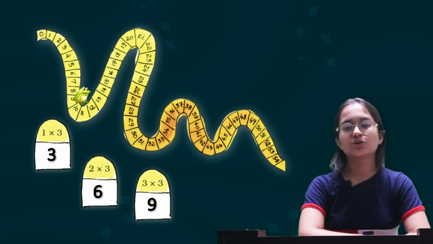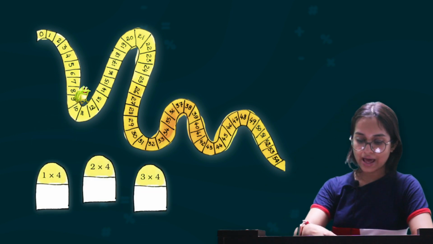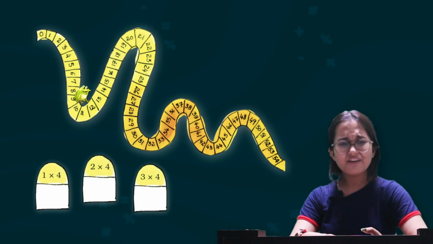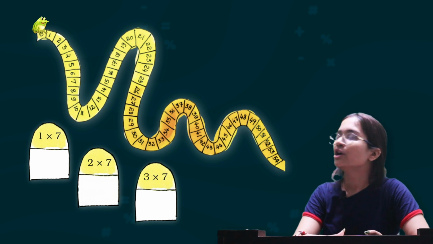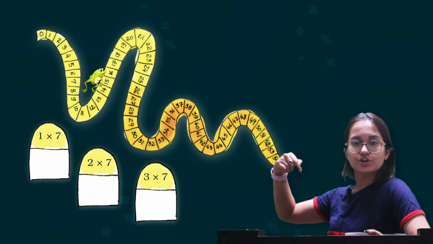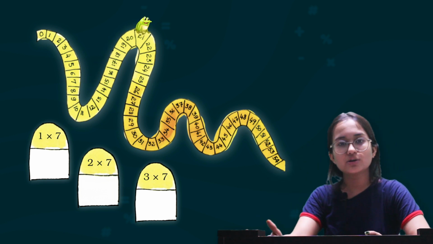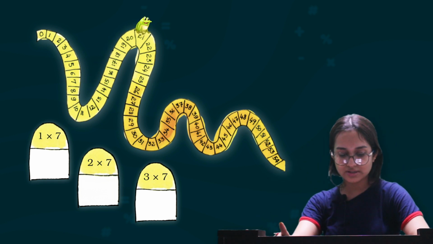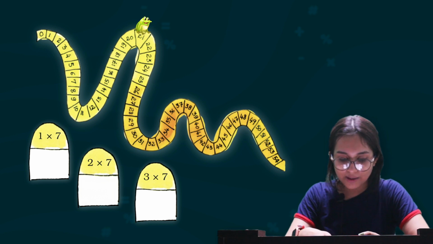Similarly, you need to do the same with the number 4 also. And then, after this, you have 7 steps. So now what you need to do is jump from 1 to 7, 7 to 14, 14 to 21, like 1 into 7, 2 into 7, 3 into 7, and the snake needs to be completed.